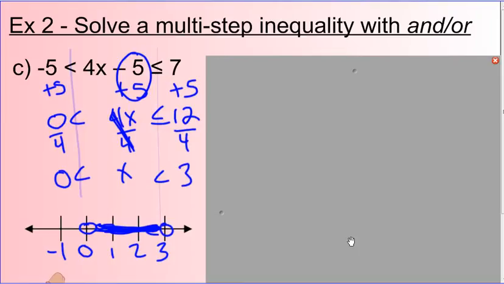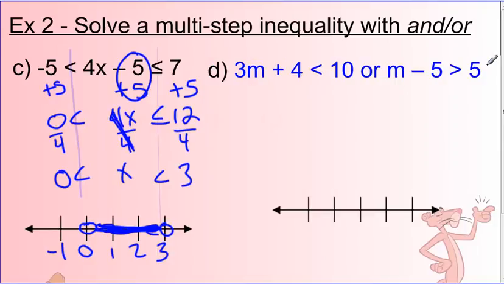I would like you to please do letter D right now. Pause the video, do it on your own. When you're ready to continue, hit play, and we will go through it together.